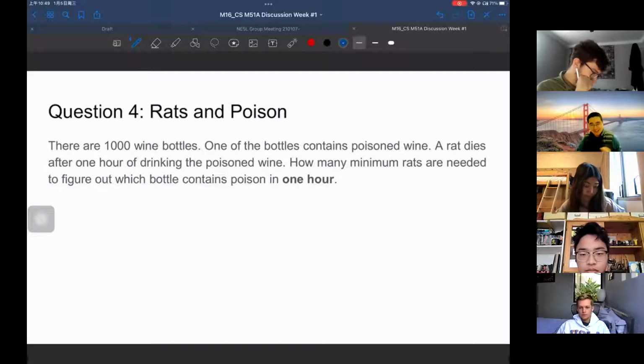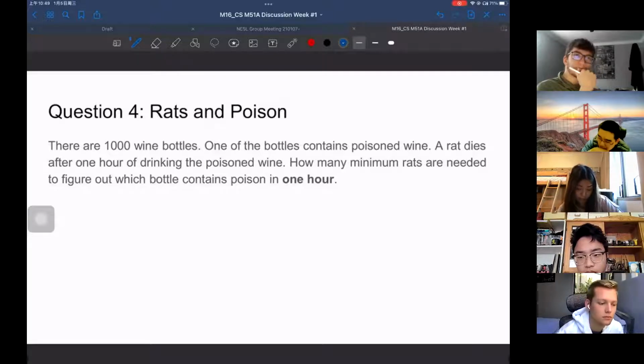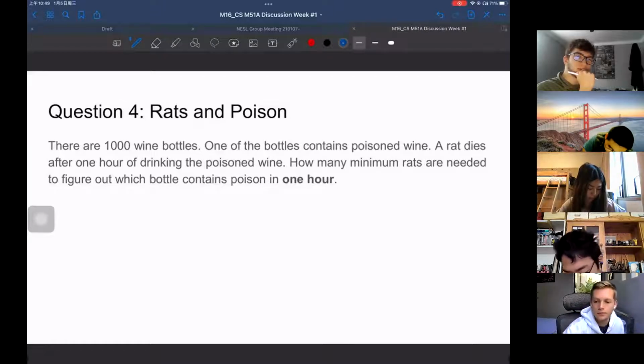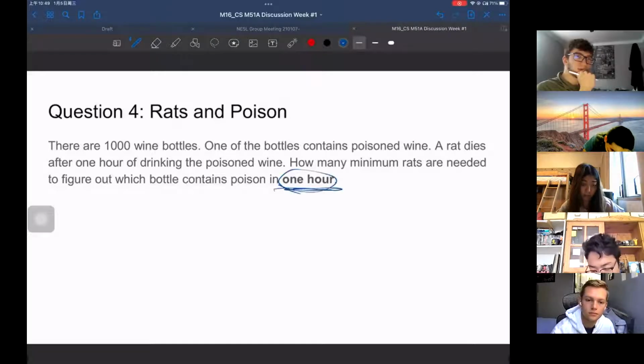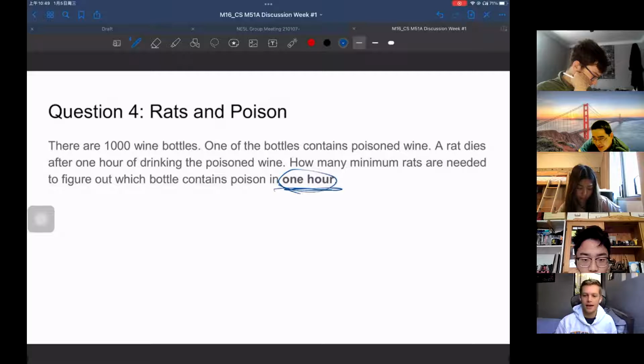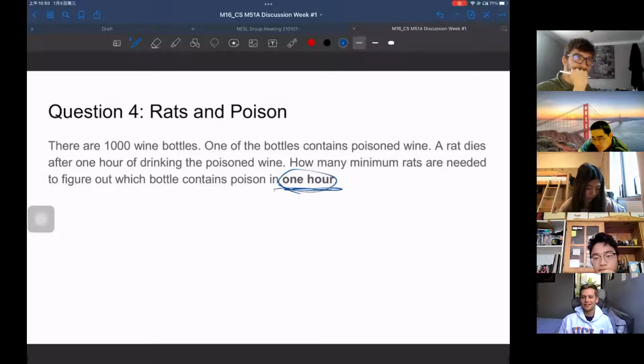Okay, any thoughts? You could start by mixing half the bottles with each other. But we can only test once. Remember, it takes one hour to take effect. I do agree, this is kind of a binary search. Could you mix half the bottles and have, I guess, 500 rats try one each? Well, it'd still take the same number of rats.